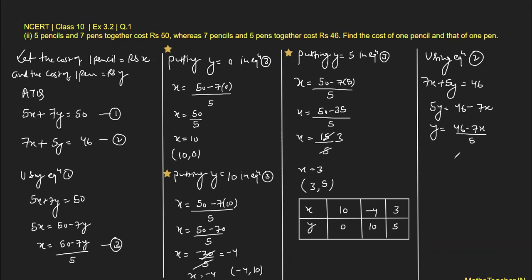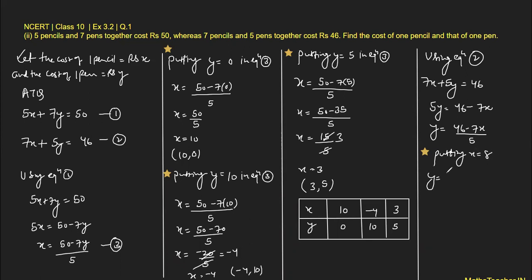So if I'm going to put the very first value as 8, if I put x is equals to 8, 7 8 is 56, right? So 46 minus 56 will become minus 10, and minus 10 is 100% divisible by 5. So let's do it. I'm going to find out the first solution. Putting x is equals to 8.